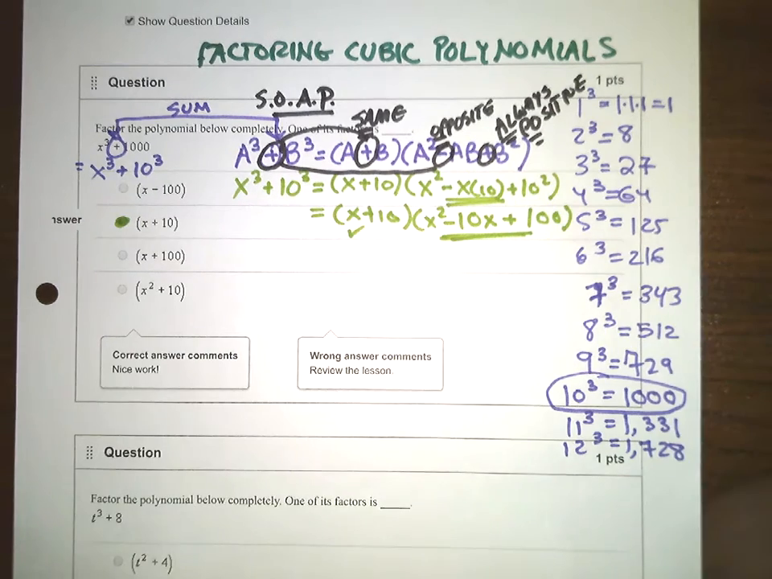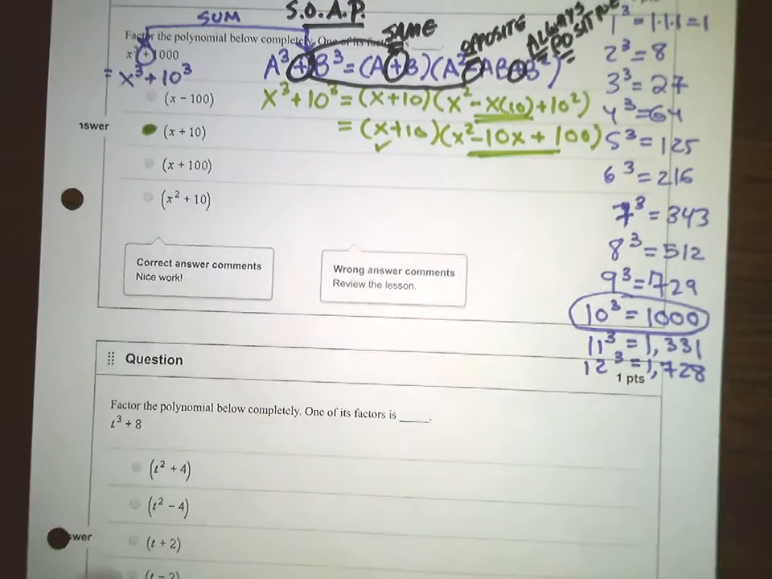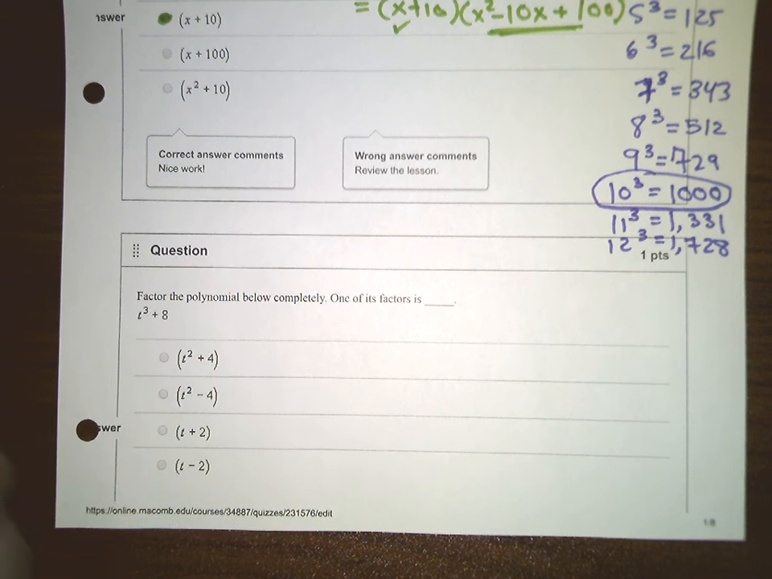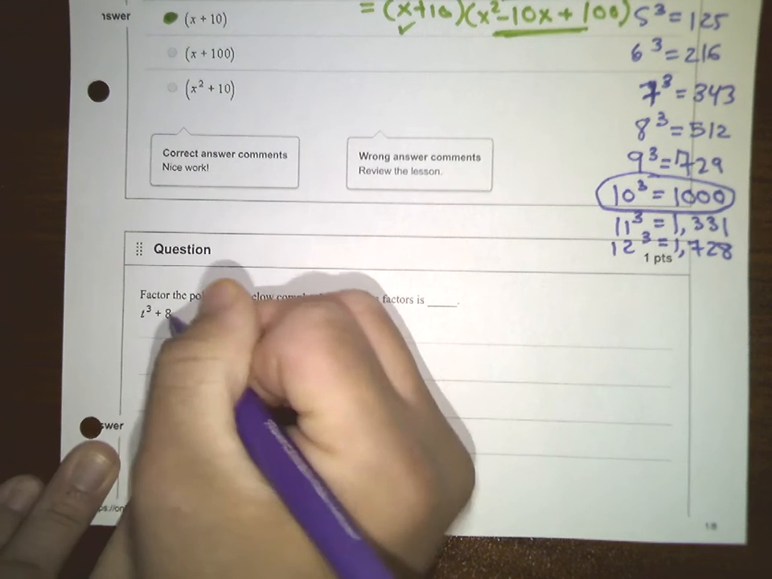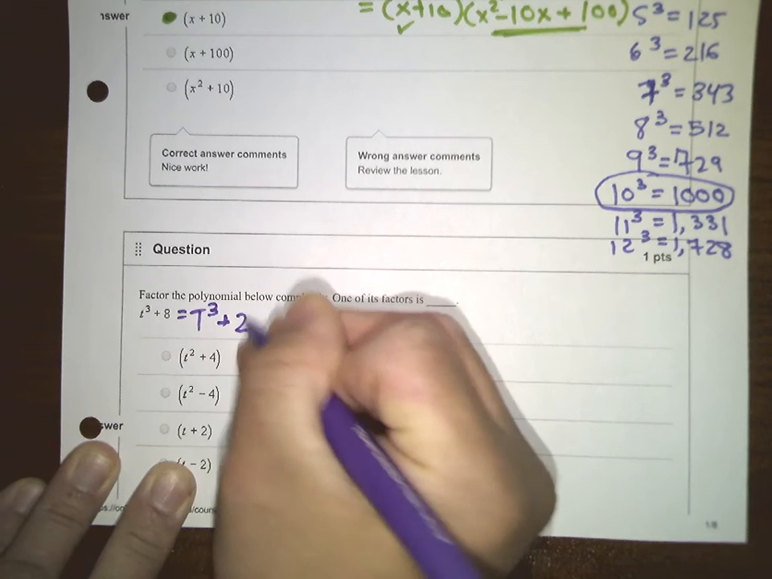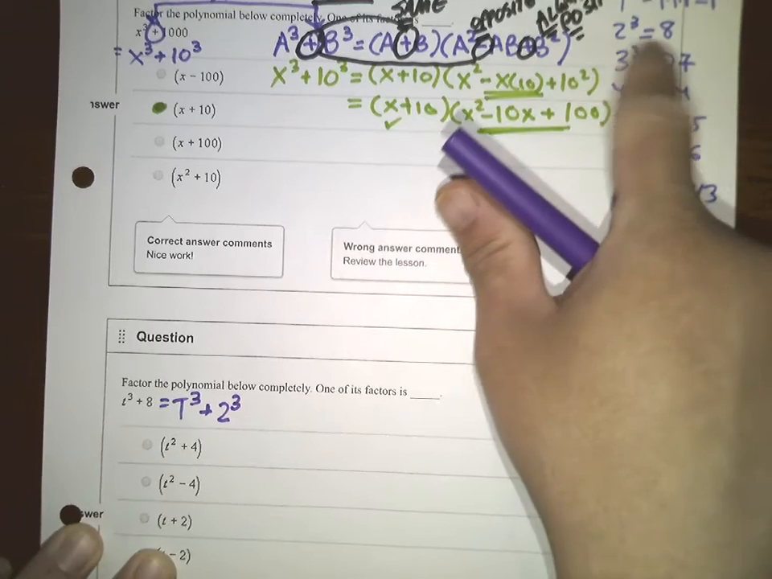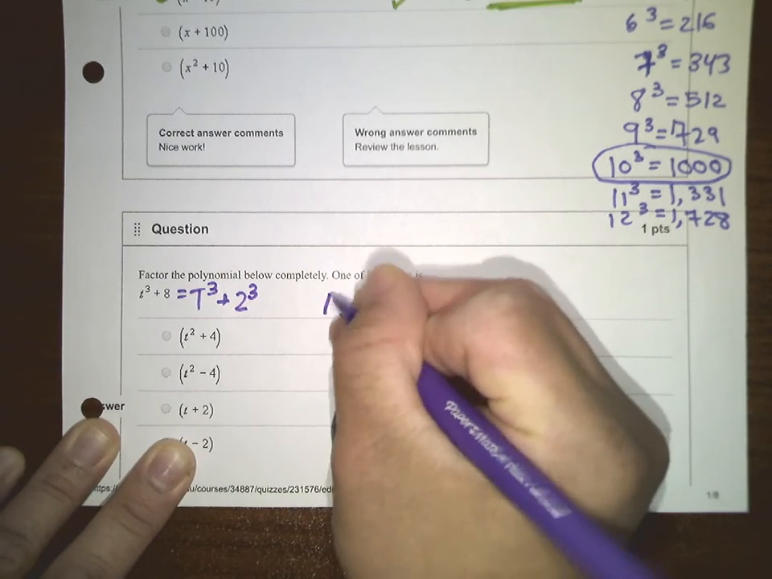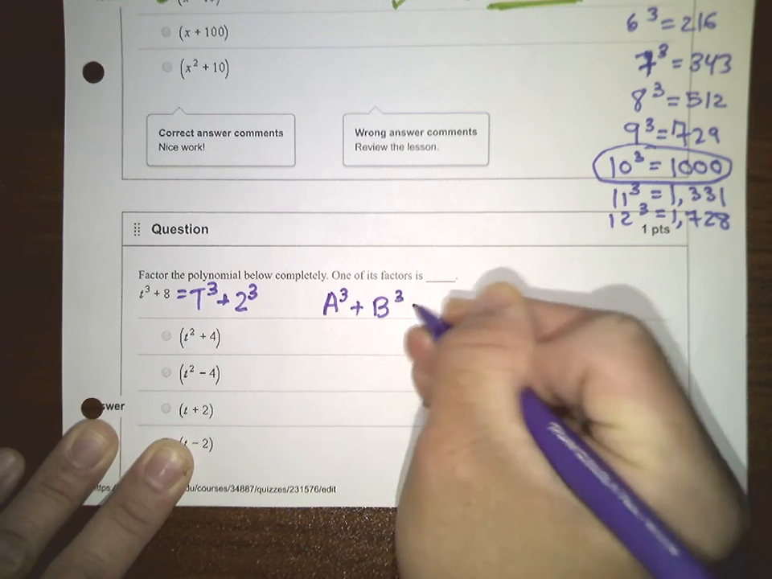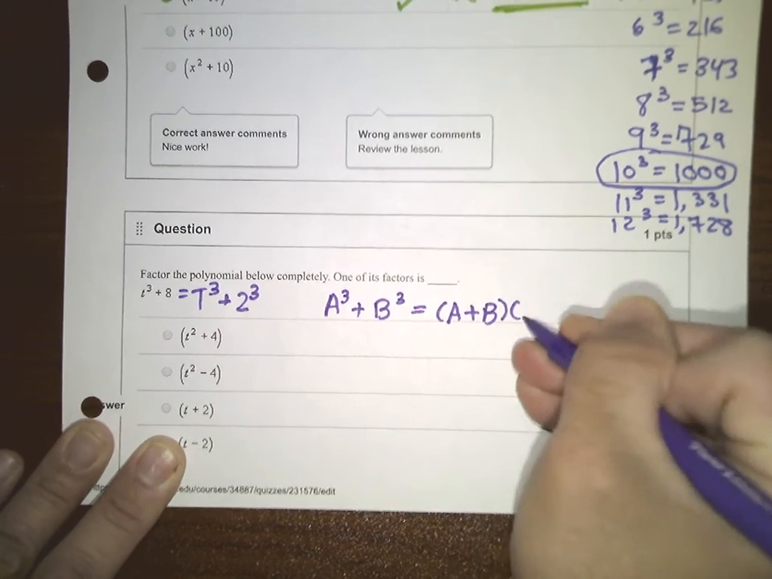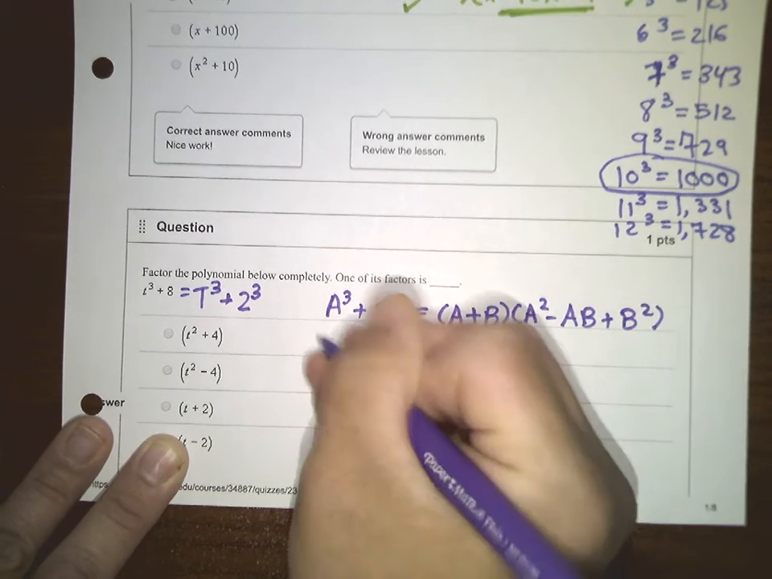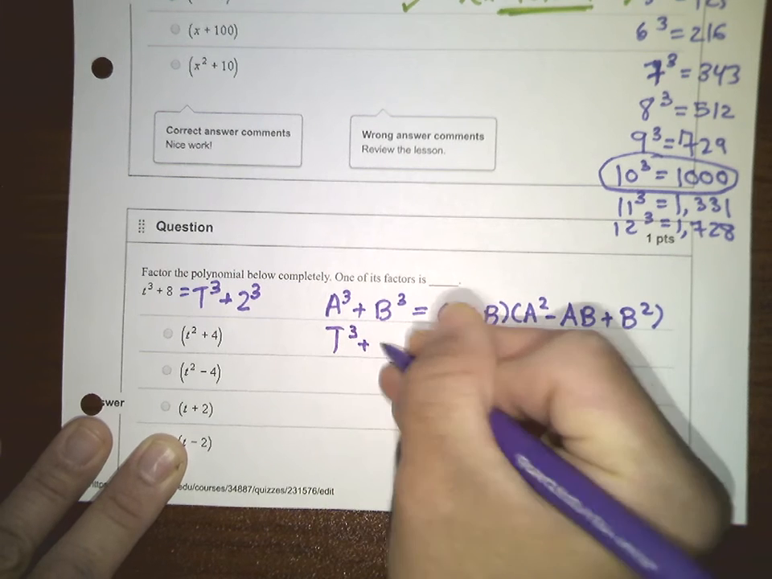All right, so let's try another example here. We have t to the third plus 8, or t cubed plus 8. So I'm going to rewrite this as t cubed plus 2 cubed, because 2 cubed was 8. That was on my list. All right, so here is the formula again. A cubed plus b cubed is a plus b, a squared minus ab plus b squared. So I have t cubed plus 2 cubed.